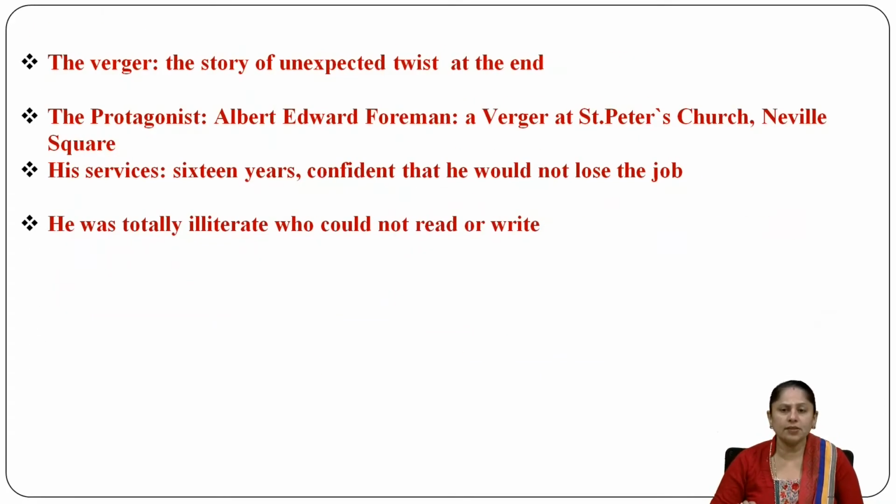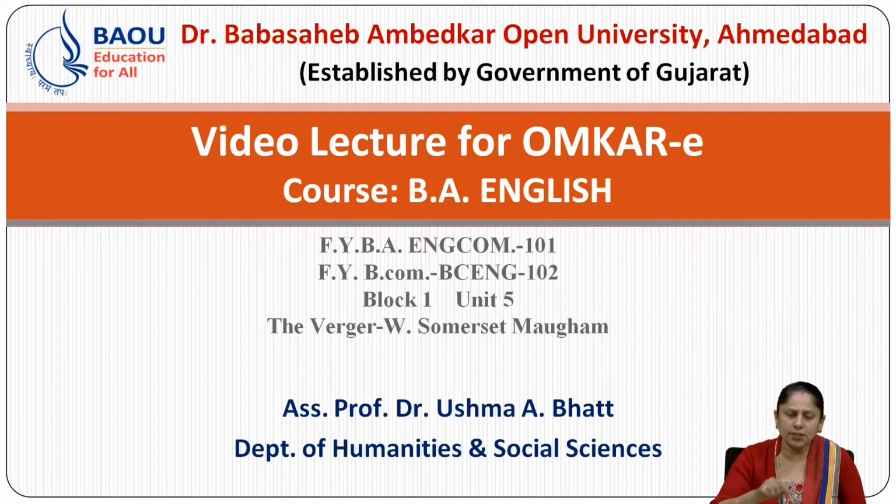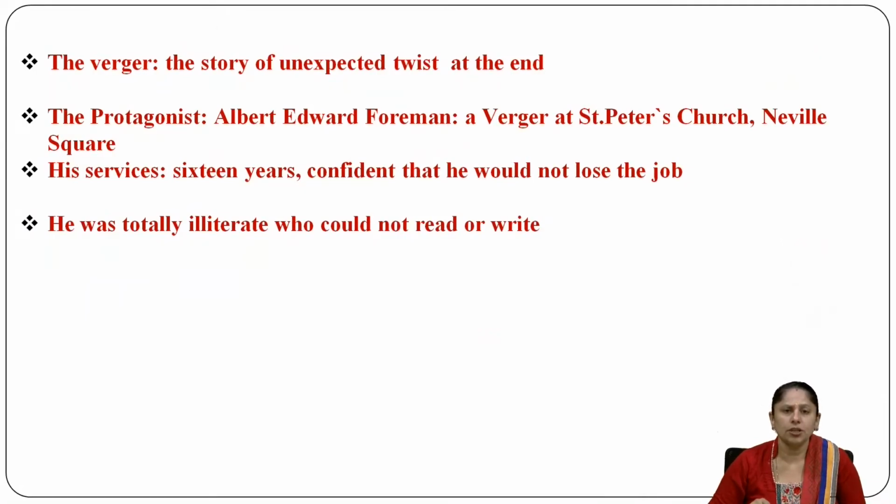Here today we are going to discuss the short story known as The Verger. The name of the short story is written on the first slide, the front page. The Verger means the person who helps in the church. The Verger is a story with an unexpected twist at the end. Actually, the verger is one of the designations in the church. The protagonist, the hero of the story, is Albert Edward Foreman. He was doing the job in a church in England, known as St. Peter's Church at Neville Square, and he was a verger there. For 16 years he had been doing the duty of the verger.